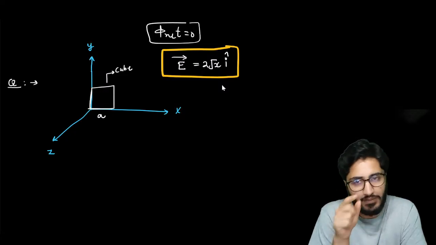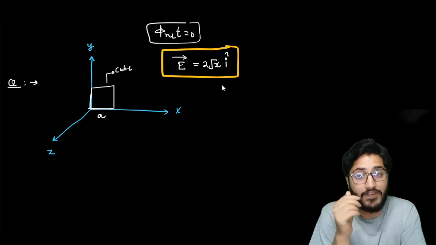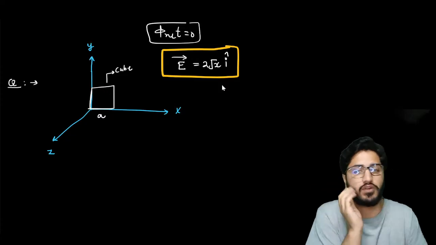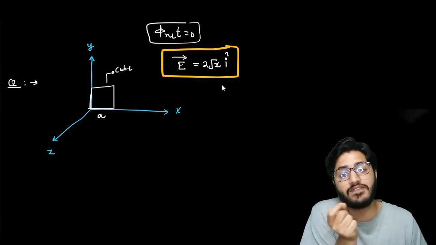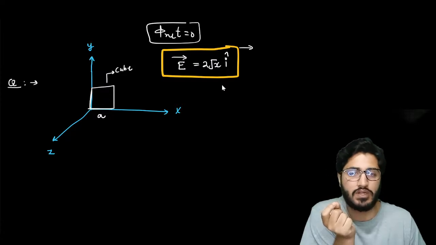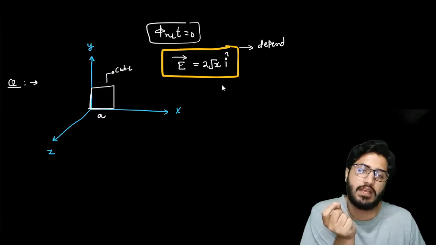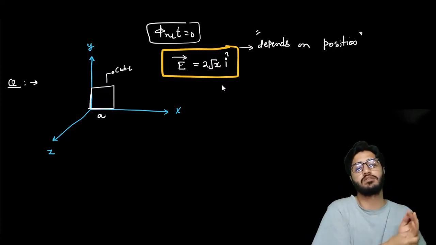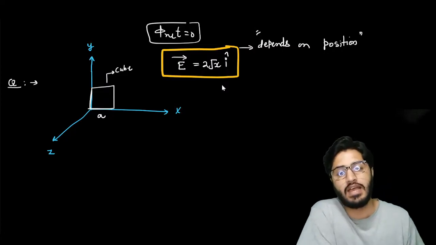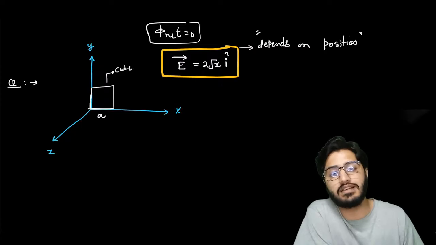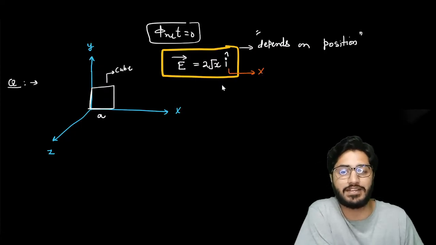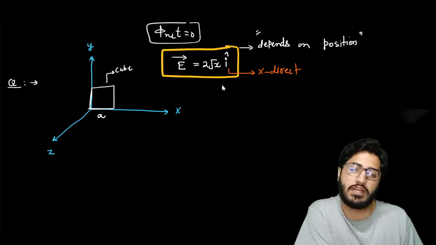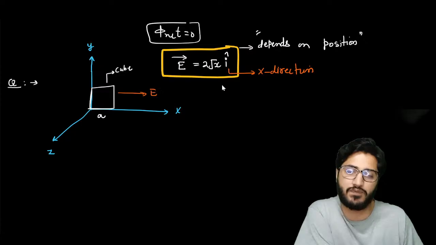So look here, my electric field is not constant. It is varying based on the position. Position means x. So for different x, we will have a different electric field. And my electric field is only in the x direction. So my electric field will be in this way, in the x direction.